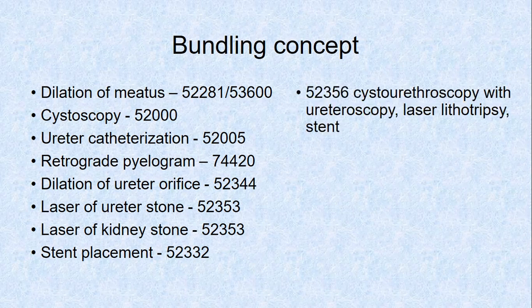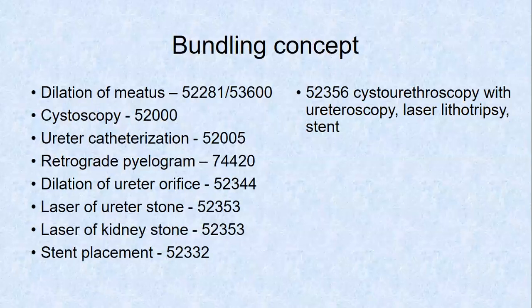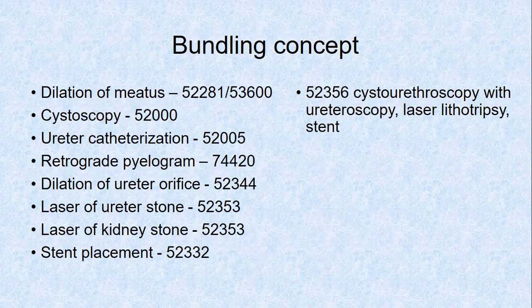For example, in this case, what you can bill is 52356, cystourethroscopy, which includes 52000 cystoscopy, which includes dilation of the meatus if you need to just get into the urethra to get up into the bladder. The ureteroscopy and laser lithotripsy is all included. The 52005 is included. If you're dilating just the ureteral orifice just to get up, 52344 is included.